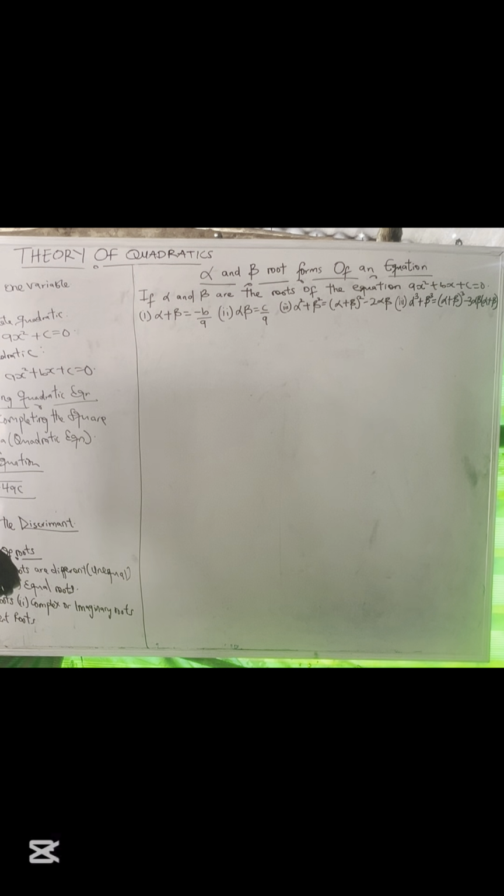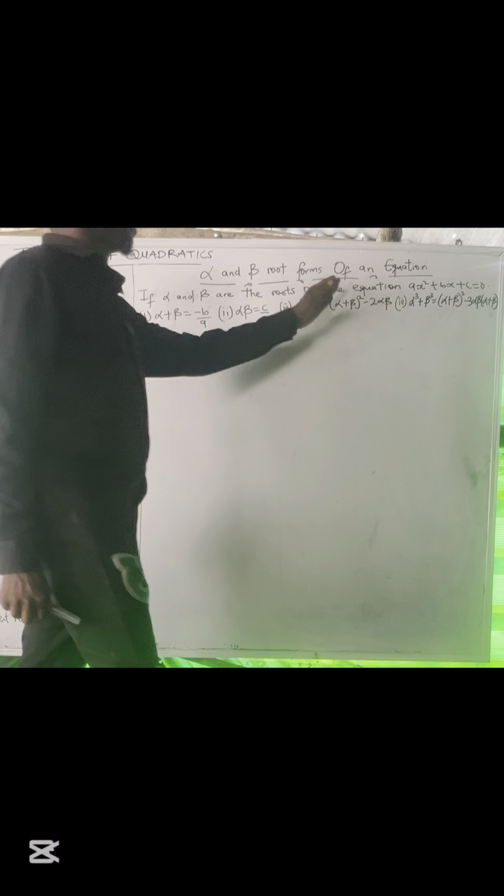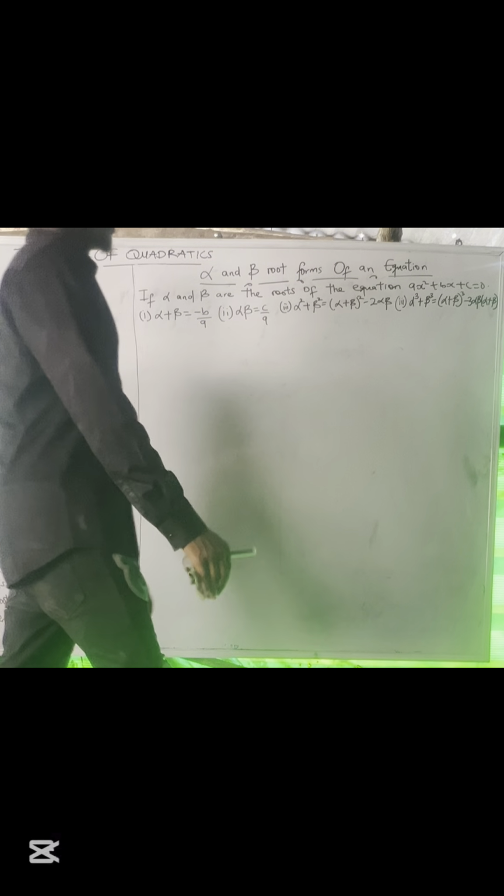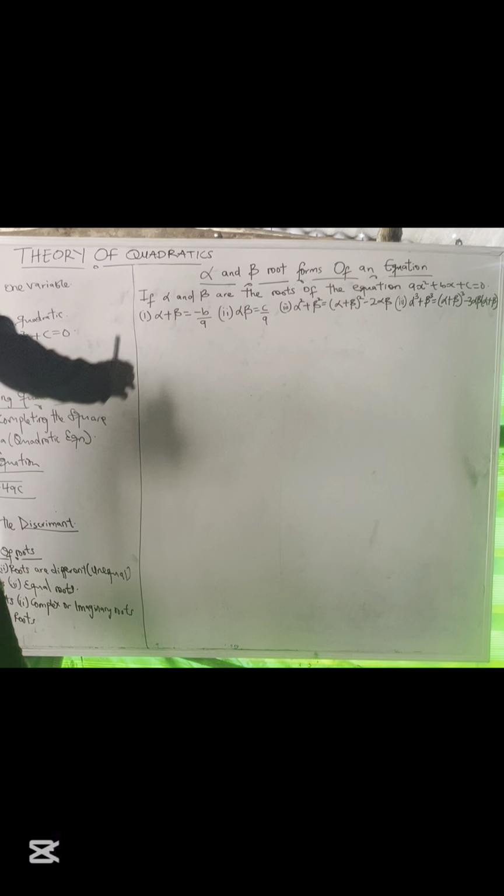Now what we are talking about now is the alpha and beta roots form of an equation. So you have to understand something, that if alpha and beta are the roots of the equation ax squared plus bx plus c is equal to 0, find the following.